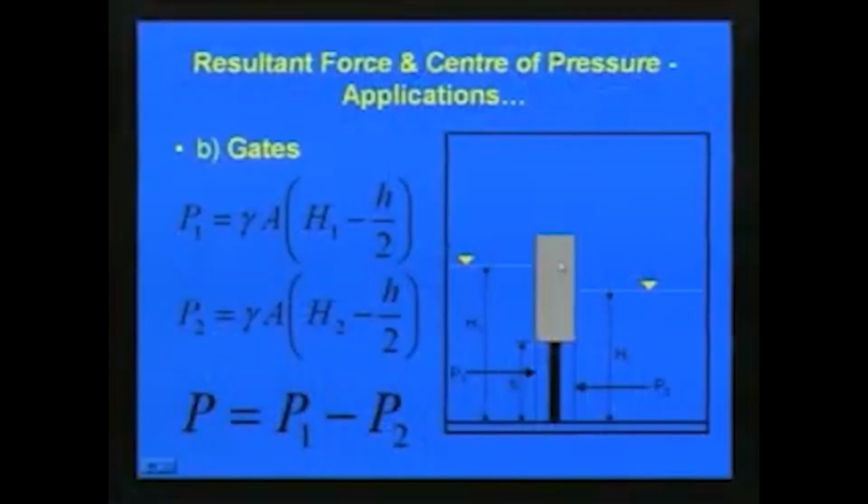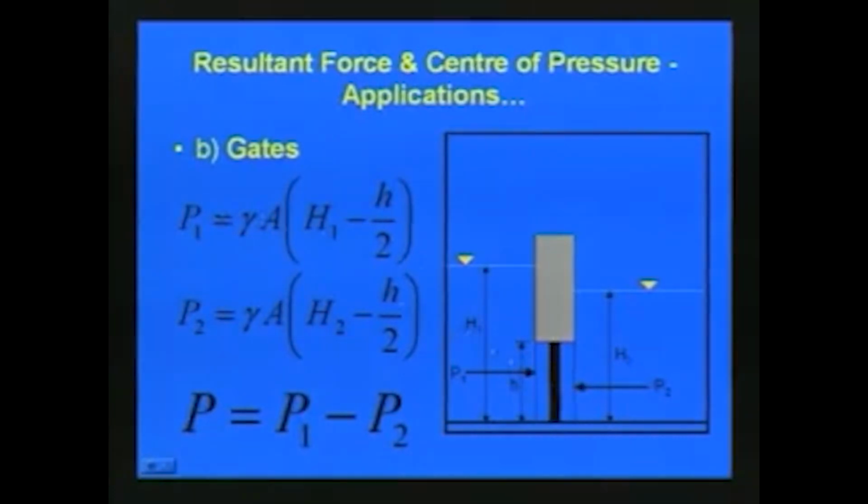So, this slide shows a sluice gate. Here the water column on the upstream side is H1 and the depth of water on the downstream side is H2. If we want to find out the pressure acting on this gate, we can determine P1, which is acting on this gate here at the gate location. P1 is equal to gamma A into H1 minus H by 2, where H is the height of the gate.